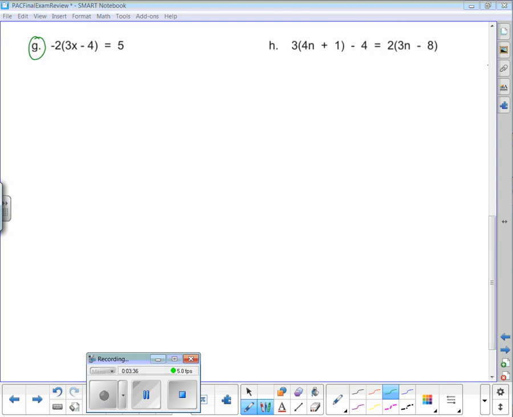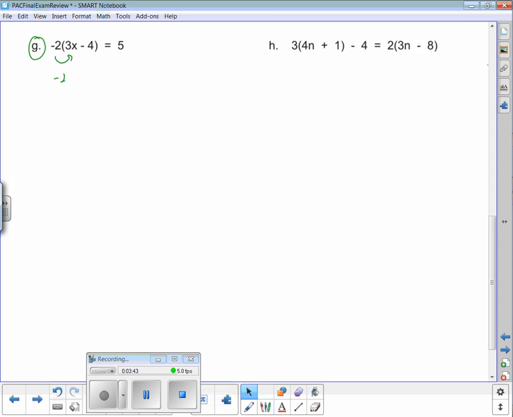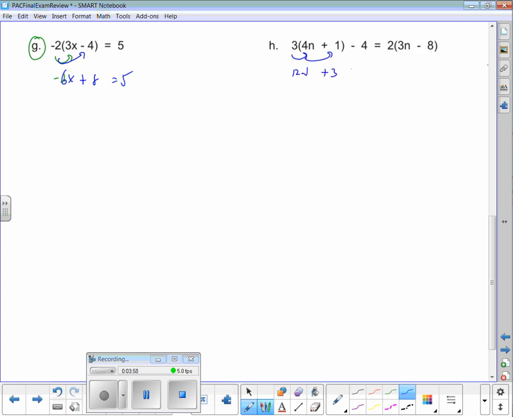All right. If you'll just pause where you're at real quickly on G. When you distribute, let me get my blue here. When you distribute, this should be a -6x and then a +8. Just be careful on that when you distribute with a negative. All right, on H, this is a 12n plus 3 minus 4 equals a 6n minus 16. Variables on both sides.